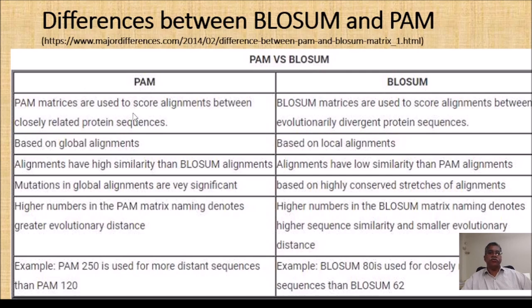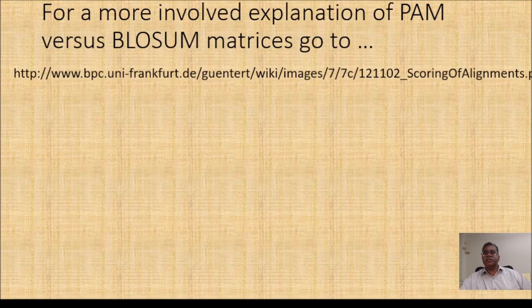So PAM matrices are used to align closely related proteins, because again, the mutations were based on that 85% phylogeny, and we'll see what a phylogenetic tree is. The Blosum matrix was used to score alignment of evolutionarily divergent protein sequences, based on local alignment. Alignments have high similarity, and alignments have lower similarity than PAM. Mutations are very significant based on highly conserved stretches of alignment. So it's kind of a local alignment. Big stretches of alignments have to be the same. Again, higher numbers in PAM mean greater evolutionary distance, which means they're separated, whereas higher numbers in Blosum mean that they are close evolutionarily. Okay, so that's the differences.